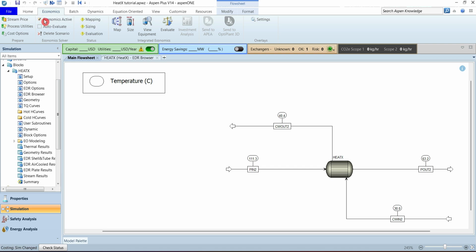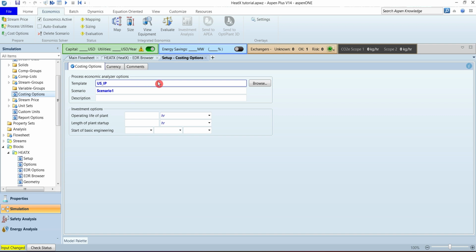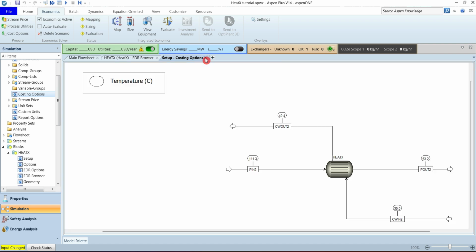To determine the cost, first we need to activate this. Once the economic dashboard is activated from this option, if you have better information on the stream prices and the utility prices, then you can proceed with these options. And even for the cost options, you can choose an appropriate template where all the cost index, sizing details of the different units, and also the tax information is stored. You can use an appropriate template. Let's run with the US IP template.